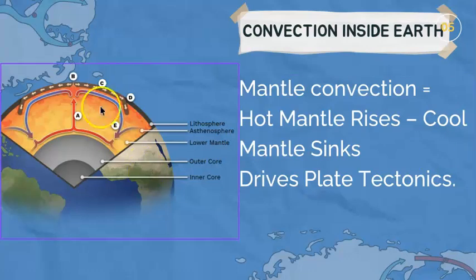Now, as we can see, there's that circular motion going on again. And up here, the plates are obviously moving. This is showing the movement by the little arrows on here, just to show the fact that convection is what's moving those plates.